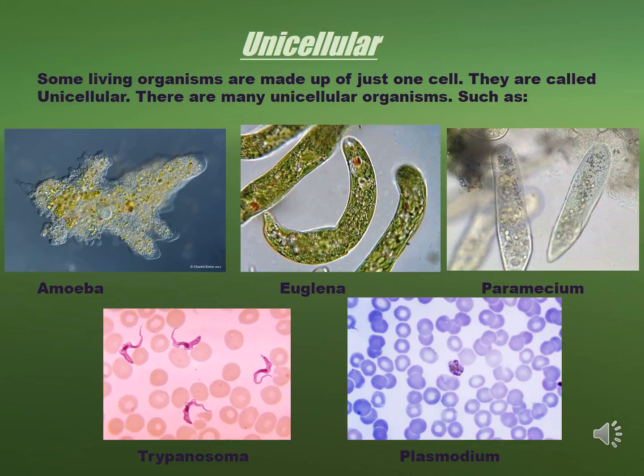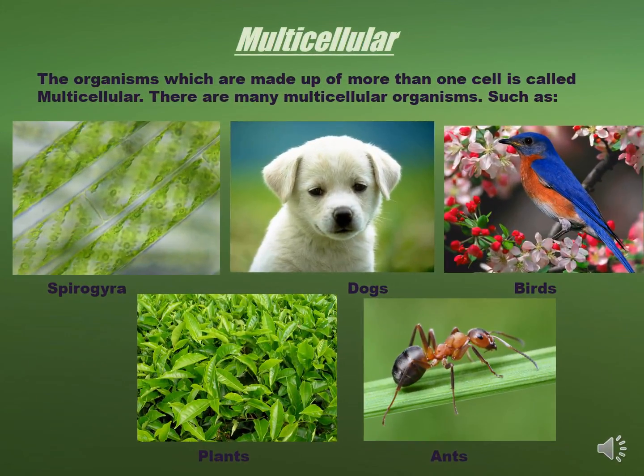Unicellular. Some living organisms are made up of just one cell. They are called unicellular. There are many unicellular organisms, such as amoeba, euglena, paramecium, trypanosoma, plasmodium, etc. Multicellular. The organisms which are made up of more than one cell are called multicellular. There are many multicellular organisms, such as Spirogyra, dogs, birds, plants, ants, etc.